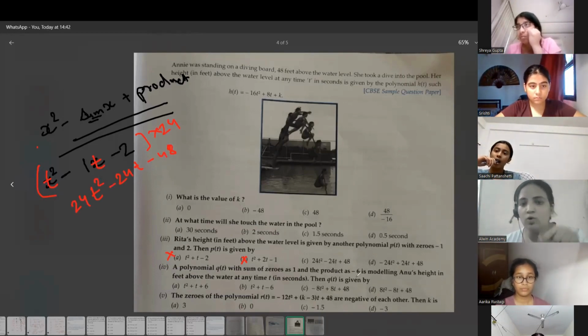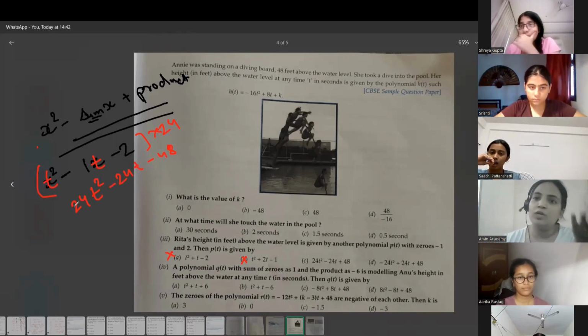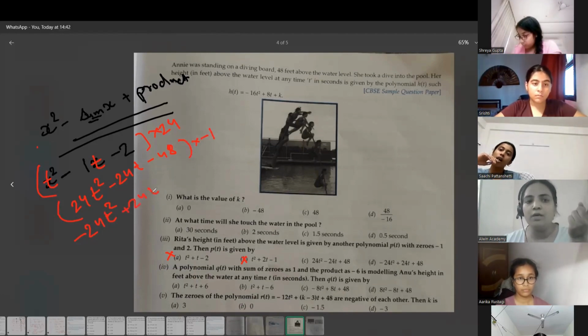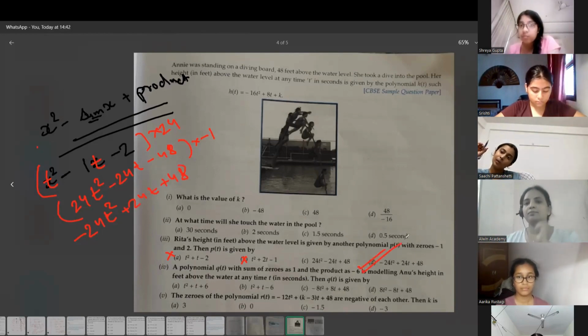Is there any option among these? No, there isn't, right? So let's reverse the sign. What is positive, make it negative. Now I am multiplying the whole equation by -1. So minus 24t square plus 24t plus 48. Is that there? Yes, it is. This is how they'll play with you in the exam.